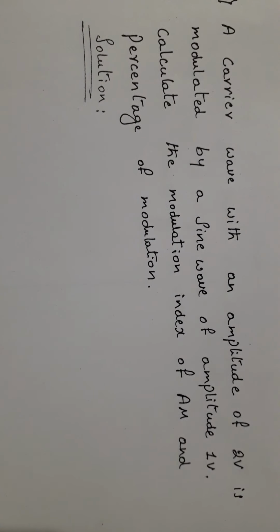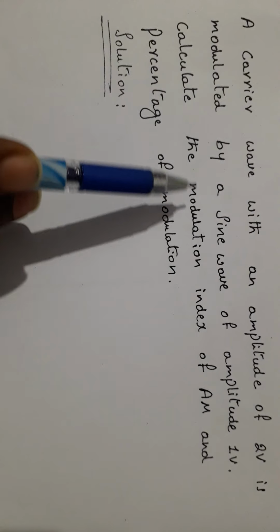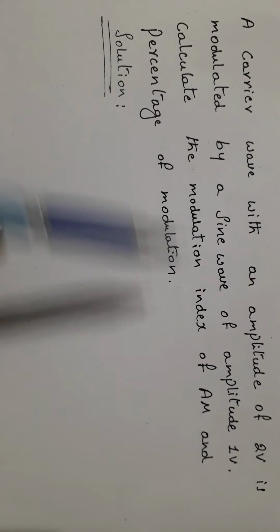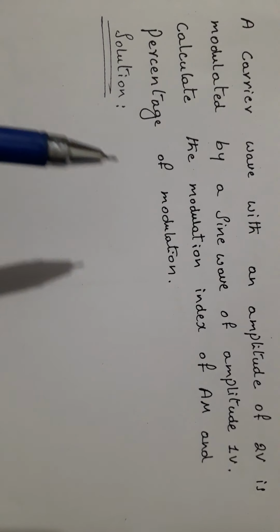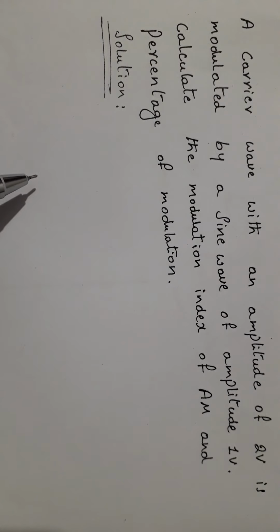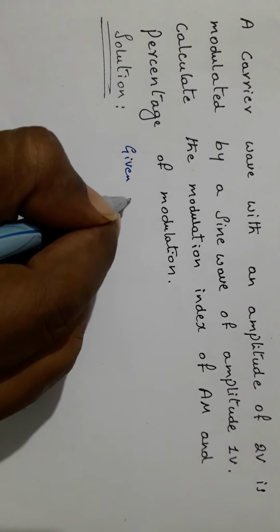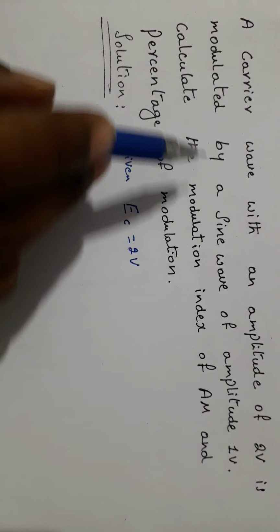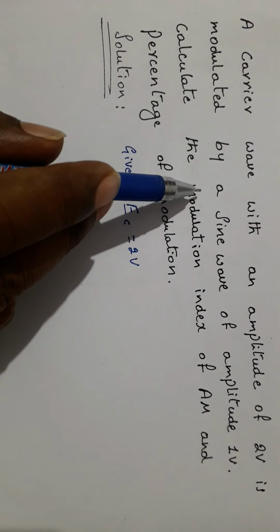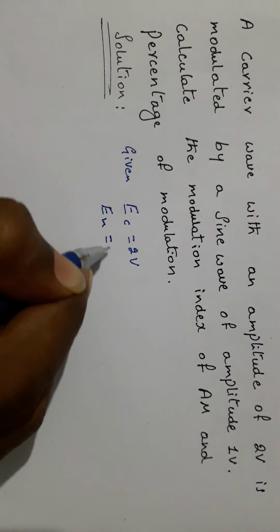Next problem. A carrier wave with an amplitude of 2 volts is modulated by a sine wave of amplitude 1 volt. Calculate the modulation index of AM and the percentage of modulation. In this, given EC equals 2 volts, and modulated by a sine wave of amplitude 1 volt, that means EM equals 1 volt.